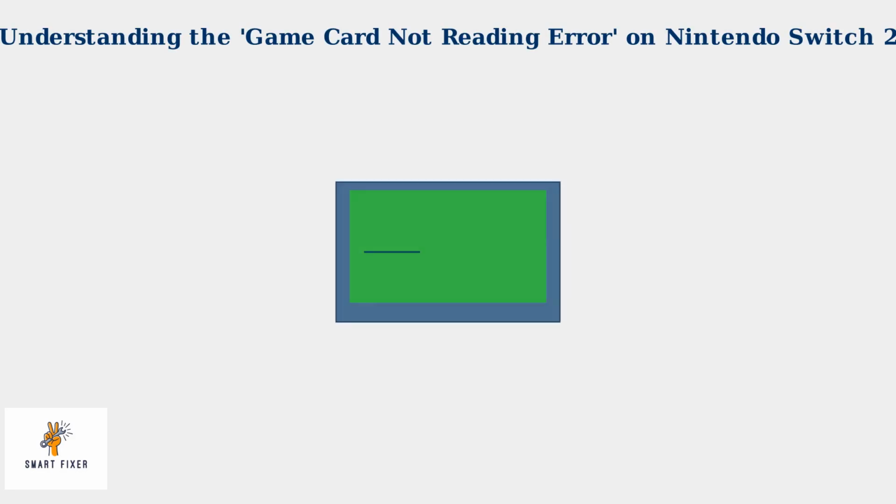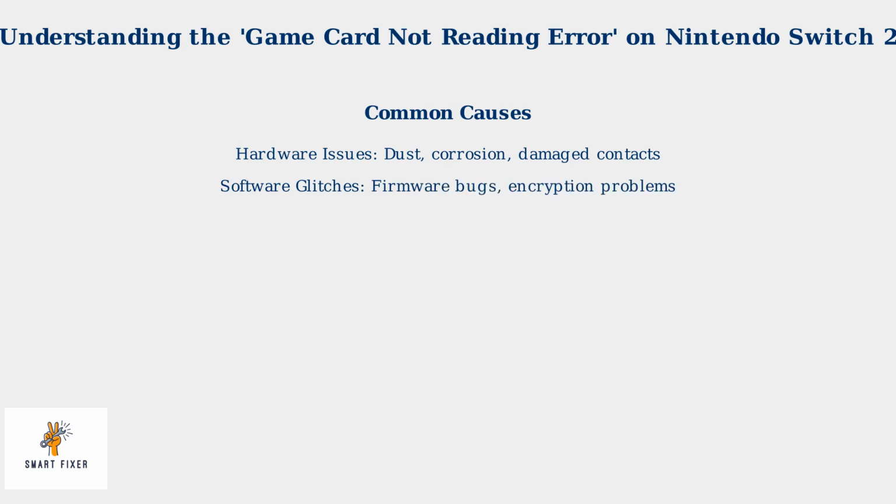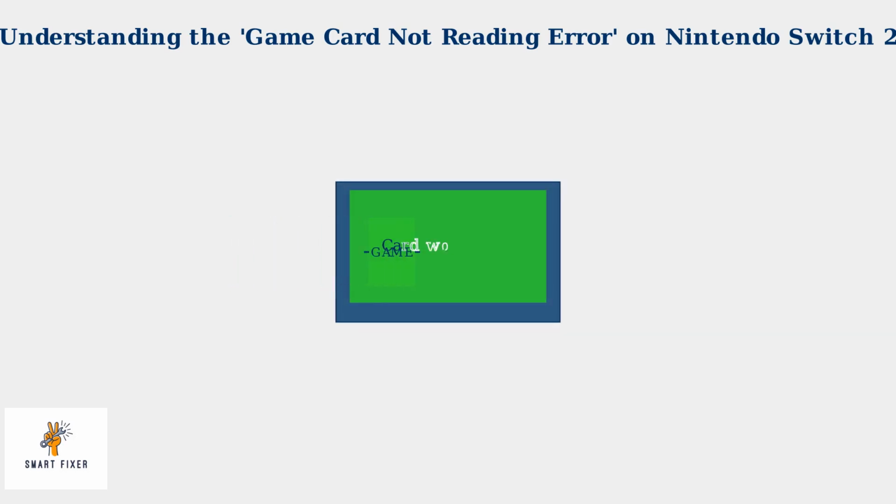Experiencing the game card not reading error on your Nintendo Switch 2 can be frustrating. This error prevents the console from recognizing or loading physical game cartridges. This video explains the common causes, from hardware issues to software glitches, to help you troubleshoot this problem effectively. We'll cover error codes like game card could not be read, 2006-02111, and scenarios where the game card simply won't eject or insert.